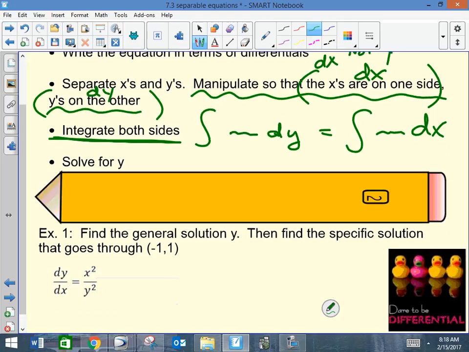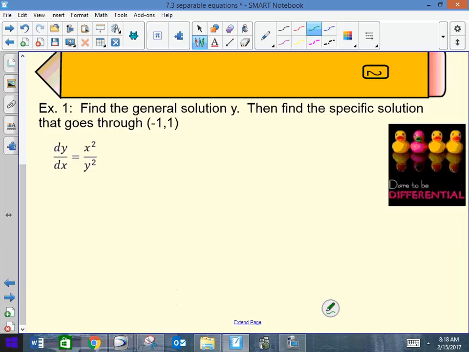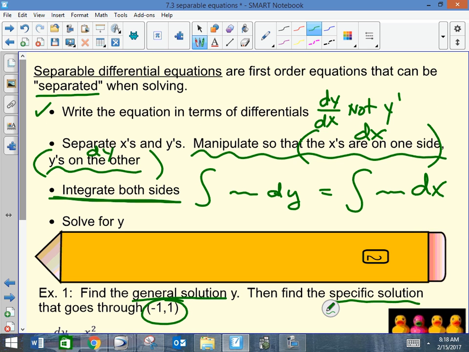So let's try that one that we just did, that we had the slope field for. We're trying to find the general solution, and then we're going to find the specific solution through that -1, 1 that we drew the solution curve to. Okay, so it's written in terms of dy/dx, so step 1 is already done.